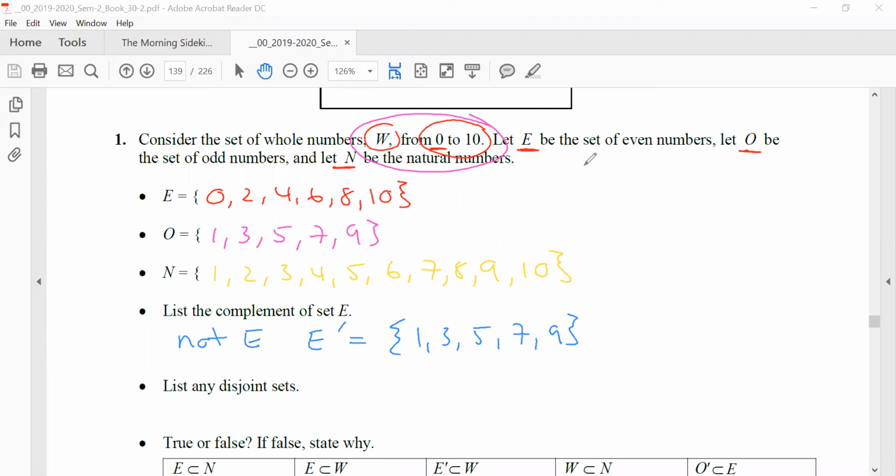So disjoint means they have nothing in common. No common elements. Well, the evens and the odds, they've got nothing to do with each other, right? There's nothing in common. The odds and the naturals, they have common numbers. The evens and the naturals, they have common numbers. So there's your disjoint sets.